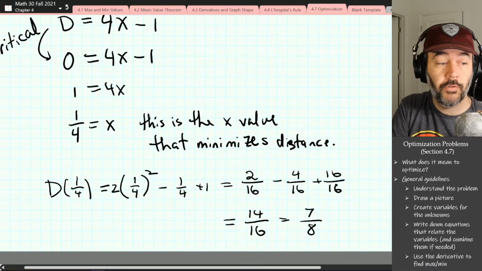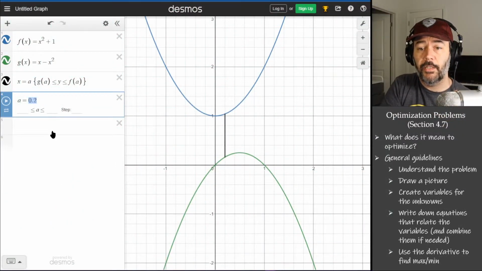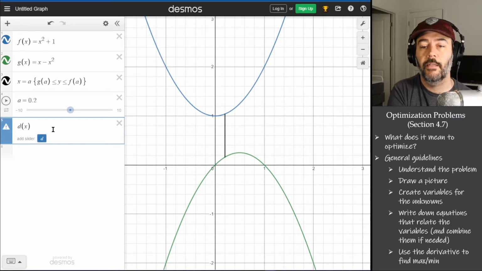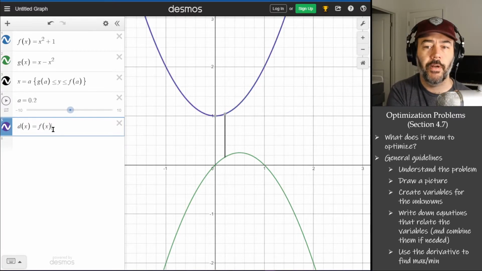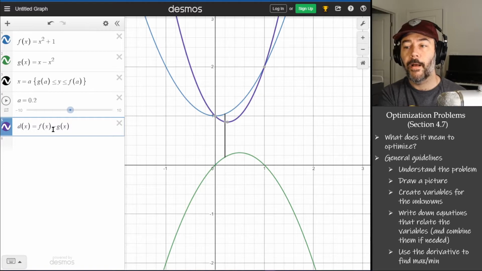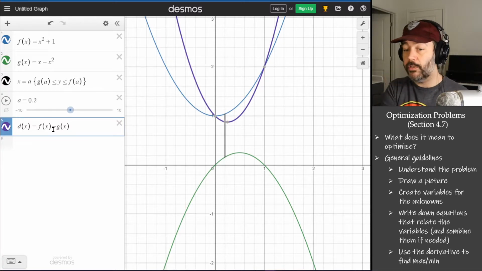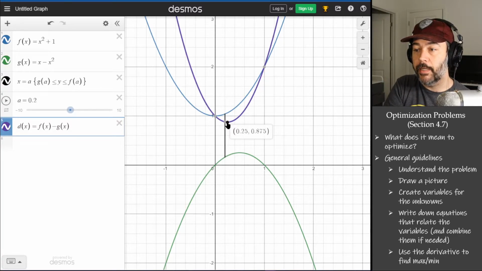Let's go check. Okay, let's go back to here. And let's actually make a function. D of x is equal to the blue graph minus the green graph. So now d of x represents the distance between the two. And where is it minimized? See, the purple graph represents the function that quantifies the distance between the two. It is minimized at 0.25. And the output is 0.875.